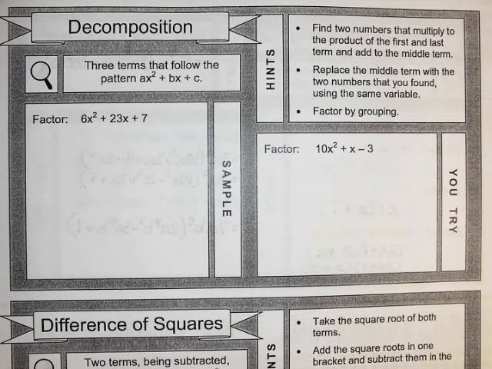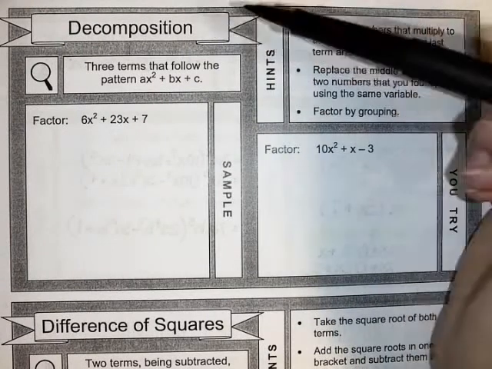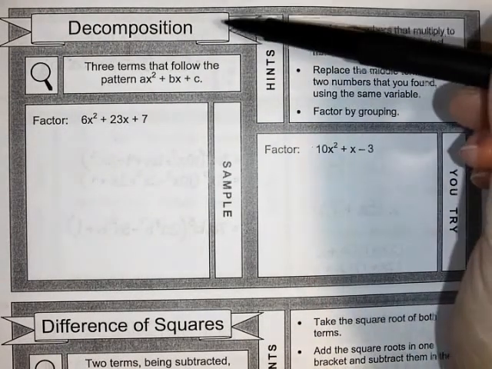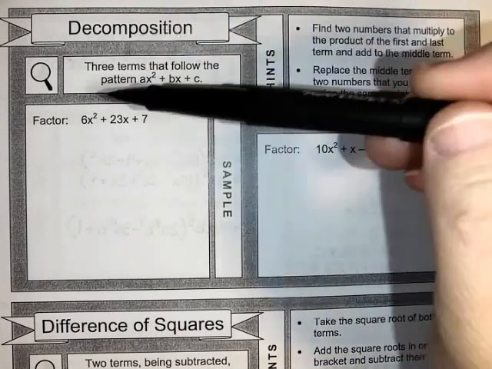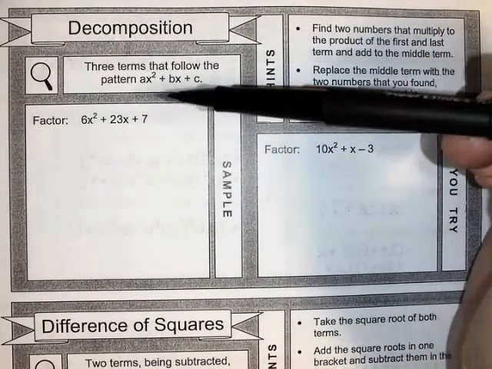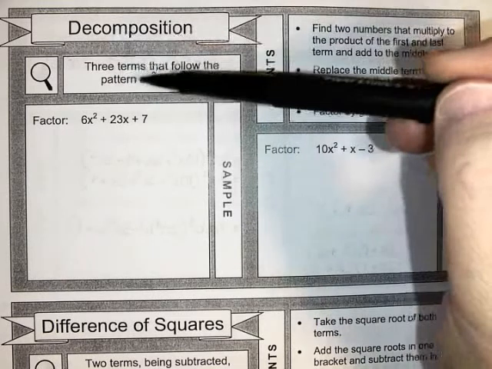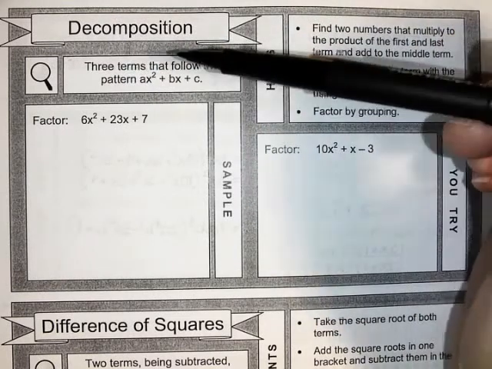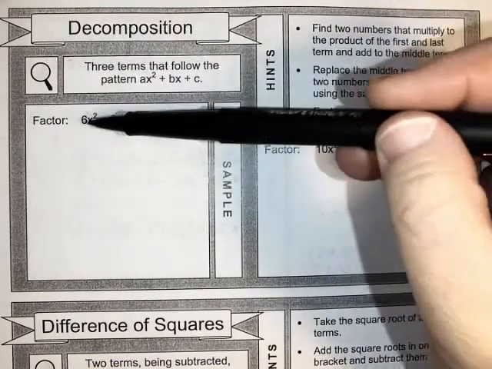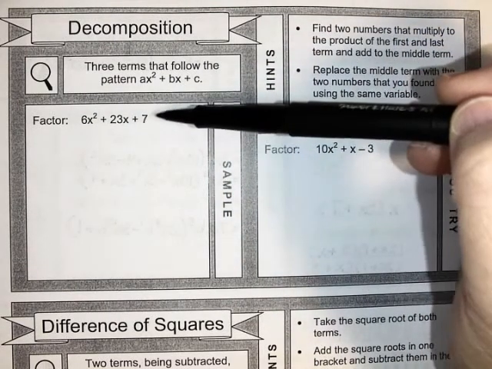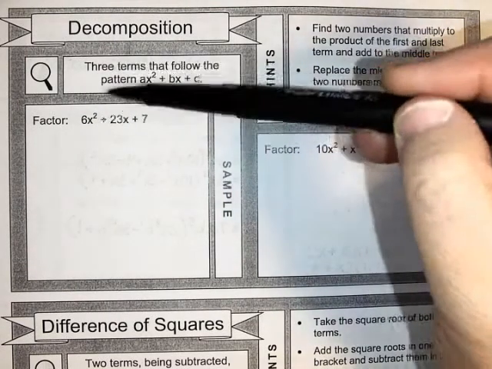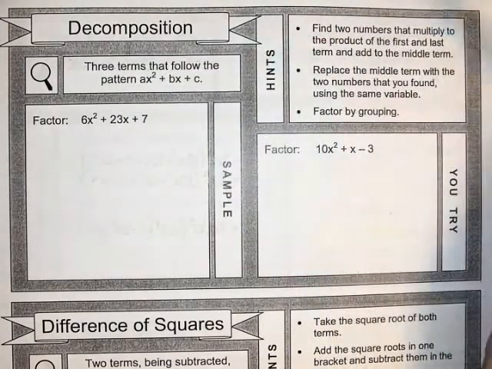In this video, we're going to learn about decomposition. Decomposition is another factoring method, and it works when your polynomial is in the form ax squared plus bx plus c, meaning that it has three terms, that the first term has a square, the second term just has the variable, and the third term is a number. If it doesn't follow that format, this method isn't necessarily going to work.